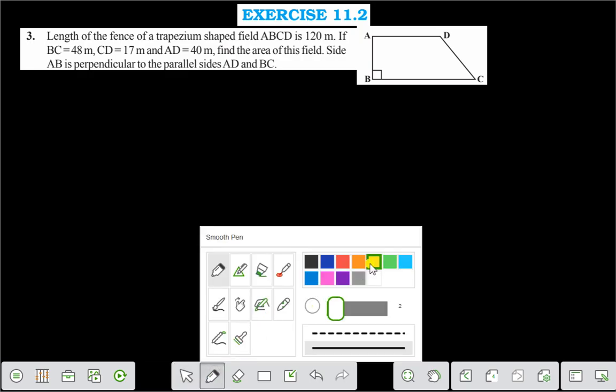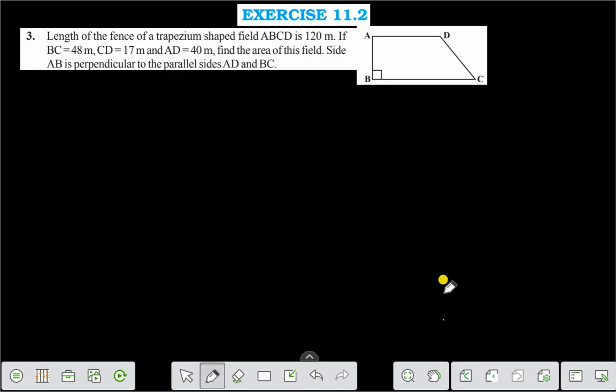Question number 3 here you see is: the length of the fence of a trapezium shaped field ABCD is 120 meter. If BC is equal to 48 meter, CD 17 meter, AD 40 meter, find the area of this field. Side AB is perpendicular to the parallel sides AD and BC. You see this is a trapezium, right? Let us solve this one.